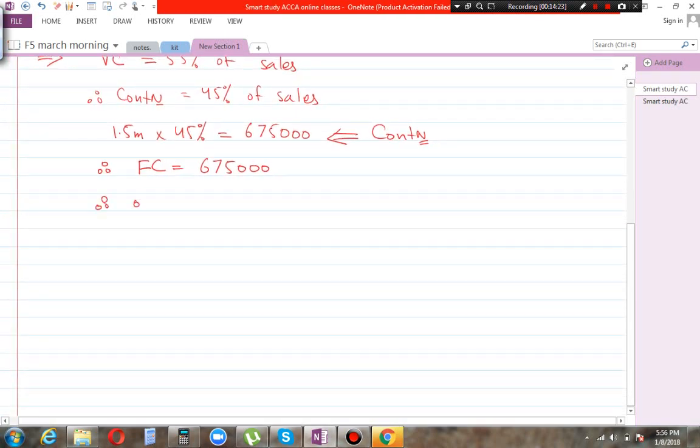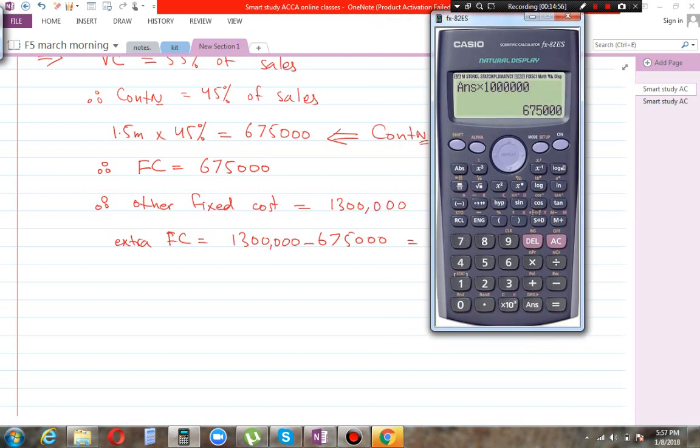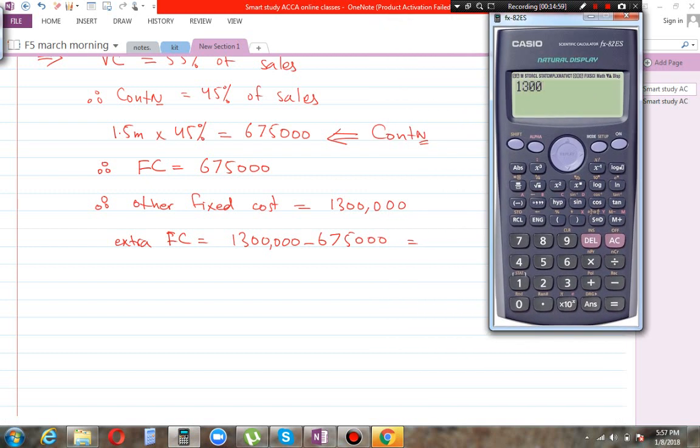So the other fixed cost is the 1.3 million total, minus the 675,000 already covered. 1,300,000 minus 675,000 should be equal to 625,000.